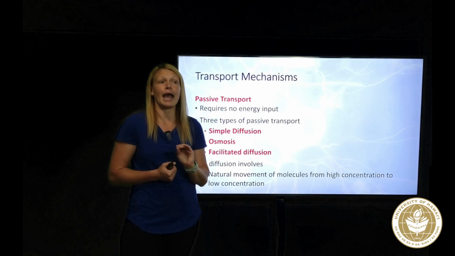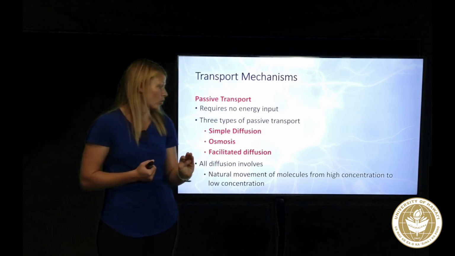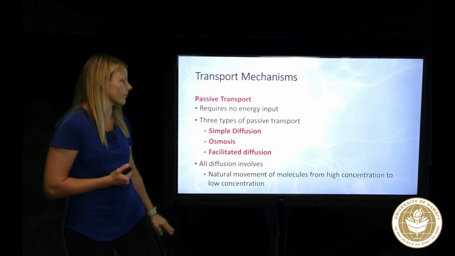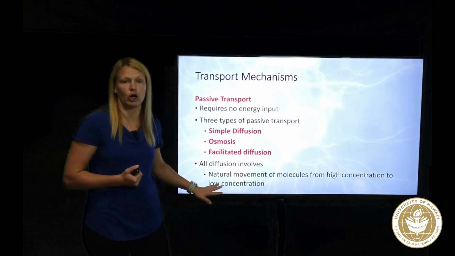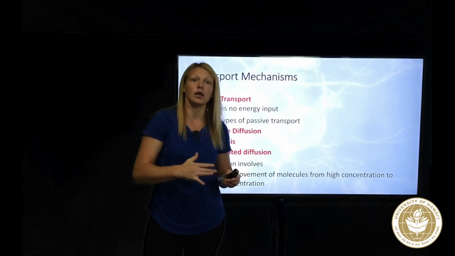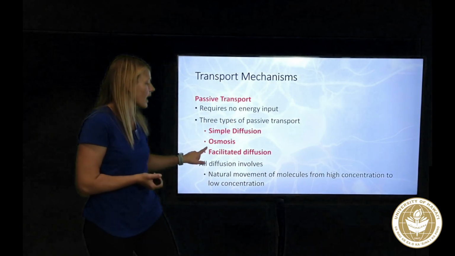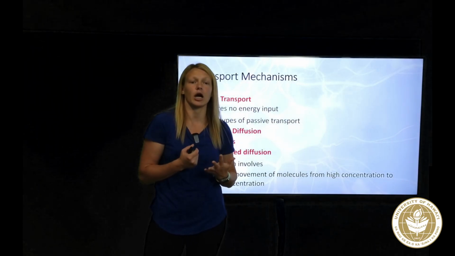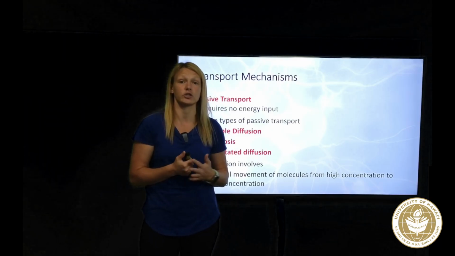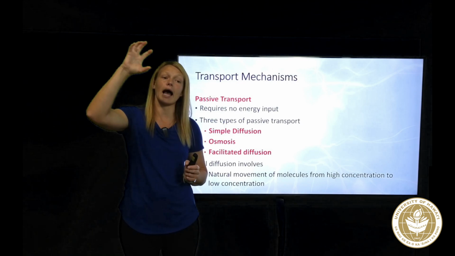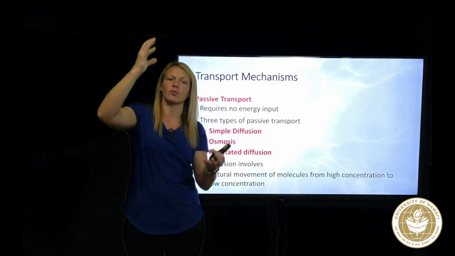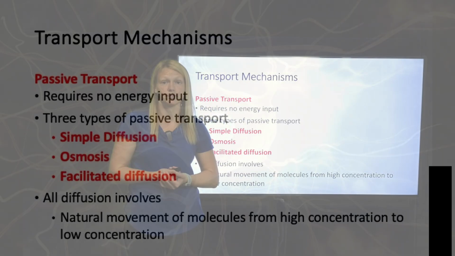Something I want you to keep in mind is that all passive transport involves a natural movement of the molecules going from high concentration to low concentration. In other words, they're moving down the concentration gradient. So it doesn't matter which of these three types of passive transport we are talking about. They are all moving down that concentration gradient, which is why no energy is required. So always going from a high concentration to a low concentration because we're trying to equal things out and get it equal on each side of that membrane.